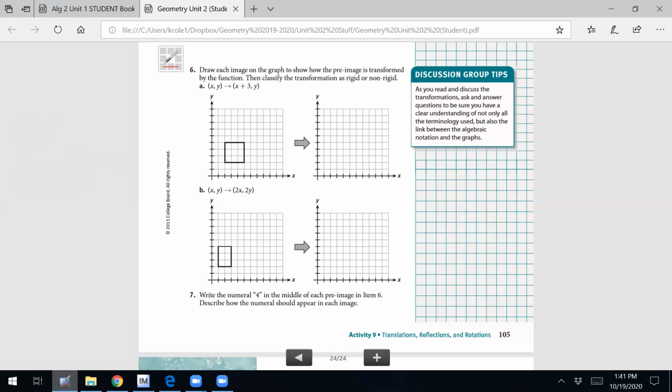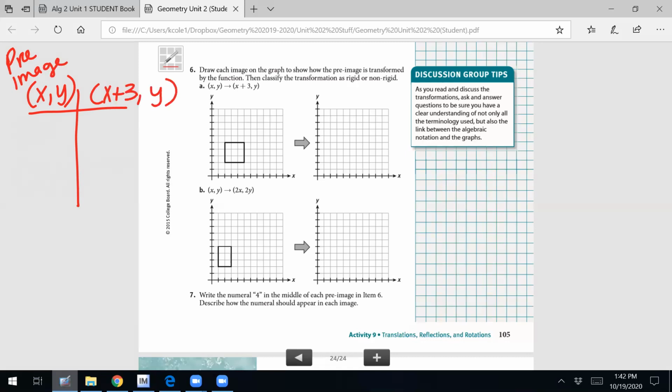Okay, y'all. Before y'all get too far, as I walked around, there's some of us that have the first one mixed up. So I am going to show you a table, okay? With this table, this is going to be my X and Y. This is going to be my pre-image. And then this one is going to be X plus 3, comma, Y. So who is being changed? The X, not the Y. The Y is staying the same.